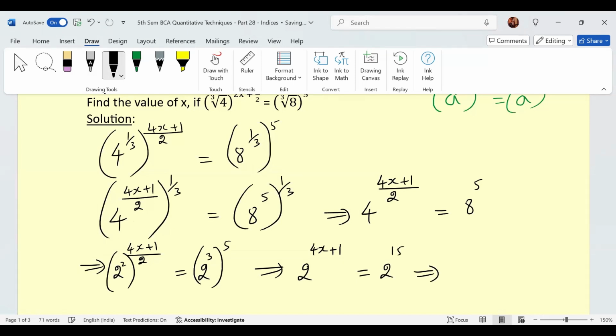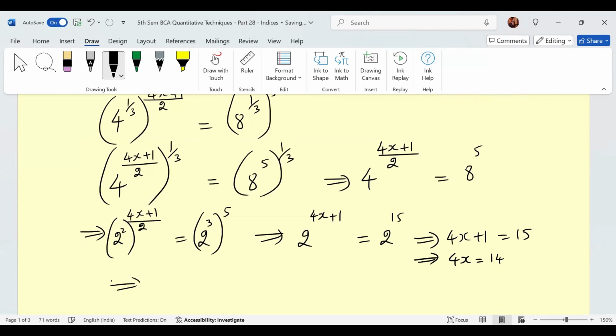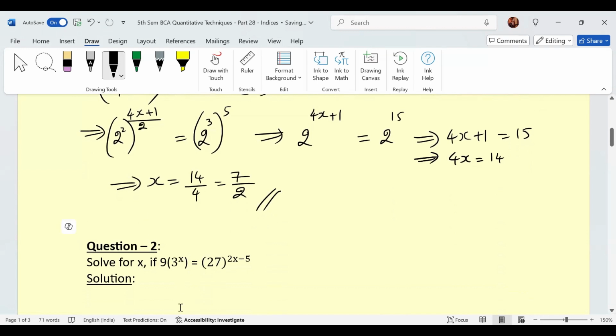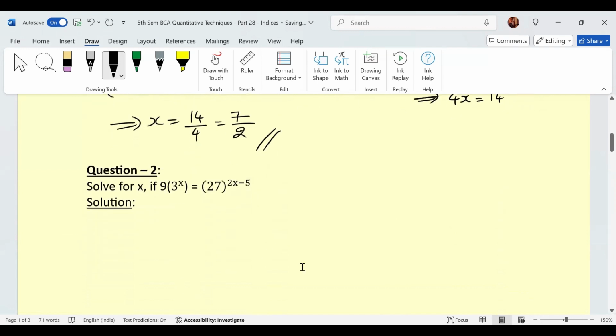So base is common. We can equate the indices. 4x plus 1 will be 15, which means our 4x is 15 minus 1, which is 14. Therefore, x will be 14 by 4, which is nothing but 7 by 2. That is the solution for this question. Let us move on to the second question.